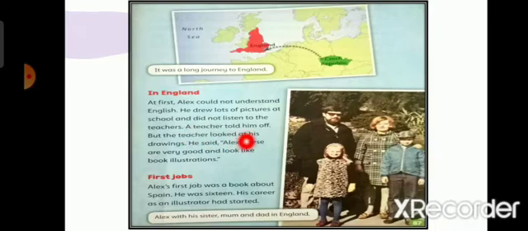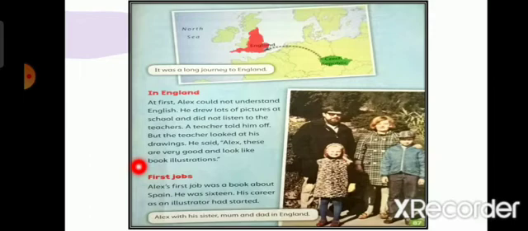A teacher told him off. The teacher told him, don't draw pictures, be attentive and listen. But what happened? The teacher looked at his drawings. He said, Alex, these are very good and look like book illustrations. When the teacher saw the illustrations of Alex, he really appreciated him.